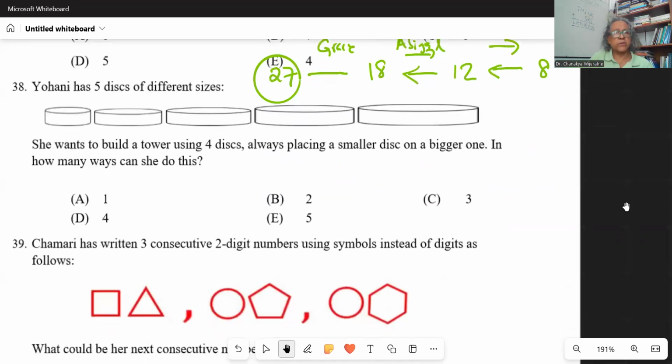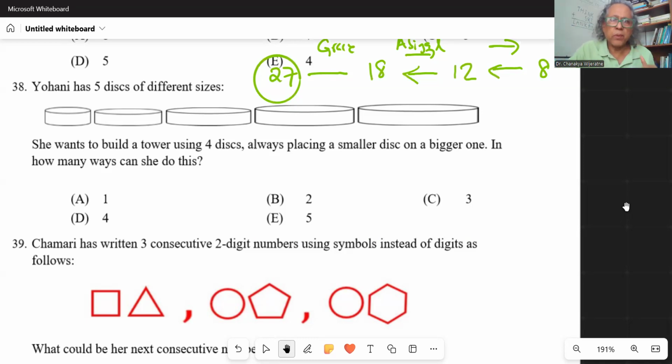Johanni has 5 discs of different sizes. She wants to build a tower using 4 discs, always placing a smaller disc on a bigger one. In how many ways can she do that? I see. So she can use only 4 discs at a time. So when you take away a disc, we have 4 discs, right? In 4 different sizes, right?